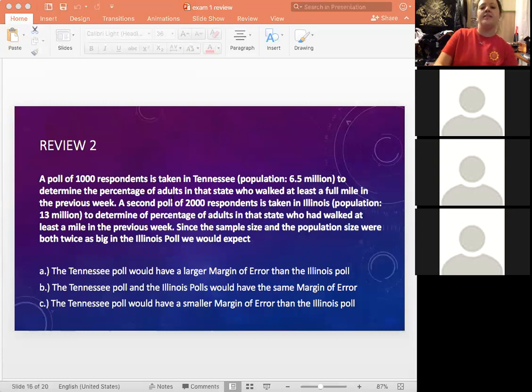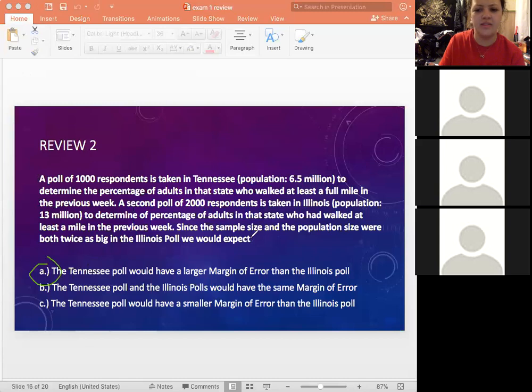Okay, good. So in this case, remember that our population is going to be our fixed variable, and then our sample is going to be the one that changes. Remember when I talked about how margin of error has an inverse relationship with sample size? That means that when our sample size goes up, our margin of error decreases. Since the Tennessee poll had a smaller sample size, it's going to have a larger margin of error. So our answer is going to be A here for that reason.